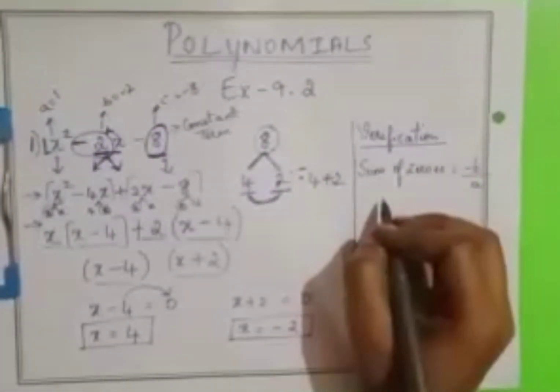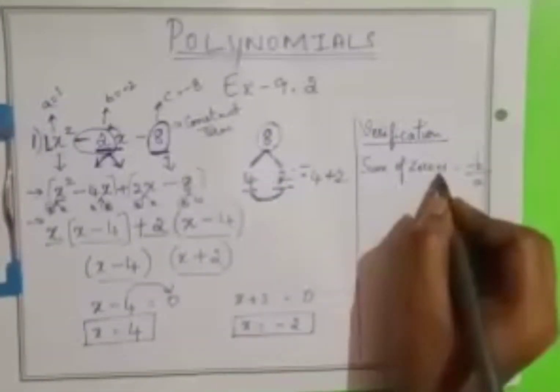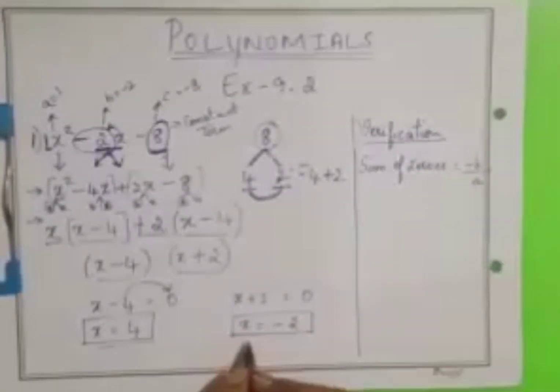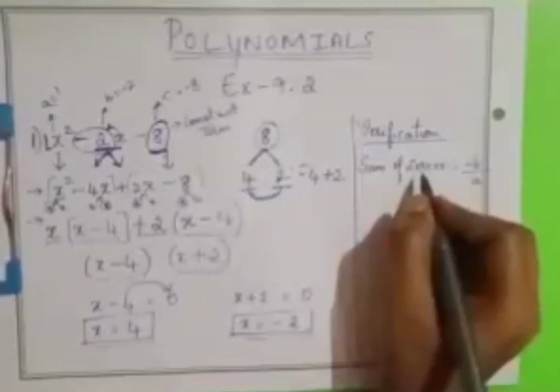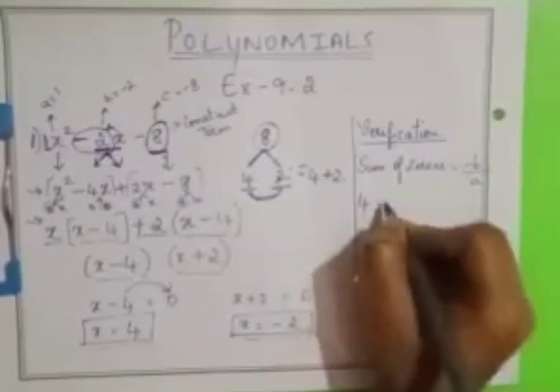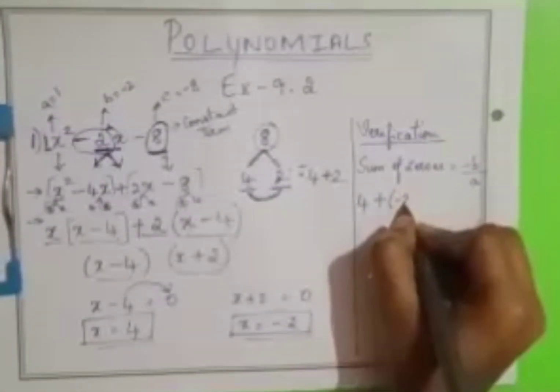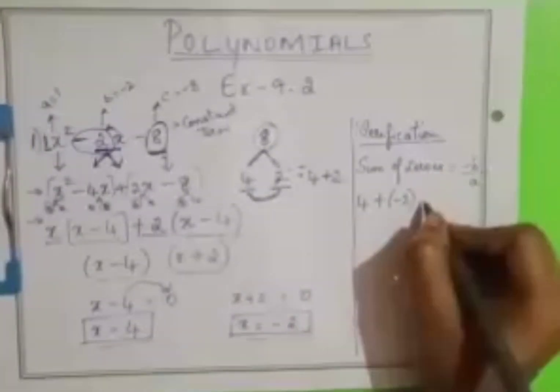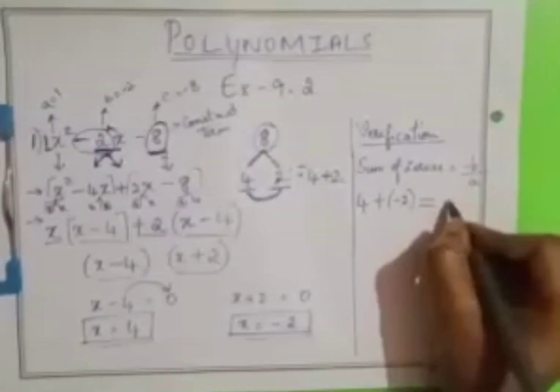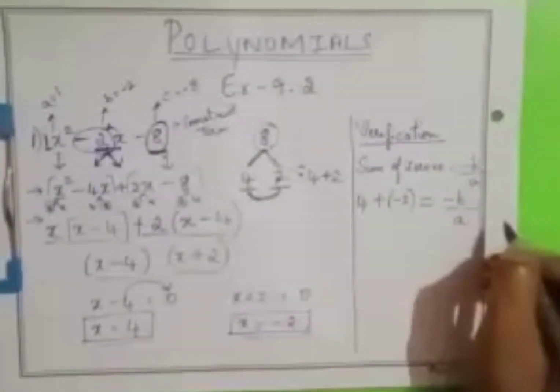So here, coming to the verification part, sum of zeros. Our zeros are 4 and -2. So when we add our zeros, the sum of zeros should be equal to minus B by A.